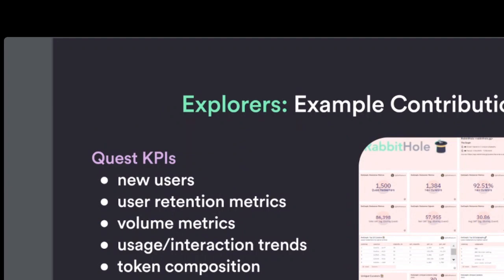Some example contributions could be creating a Dune dashboard that you see on the right. Could also be a case study down below that highlights some of the main insights that we've had. But basically, it's really about how do we take the on-chain data and organize it into actionable insights. Some of the KPIs we look at for Quest specifically are all about retention of new users. What are they doing? What kind of volume are they driving? What other protocols are they using? What tokens did they deposit? Things like that.